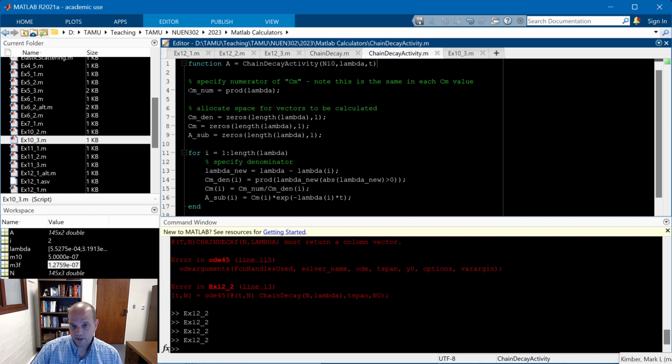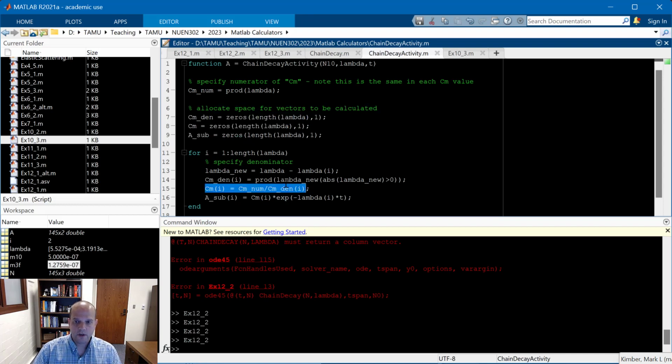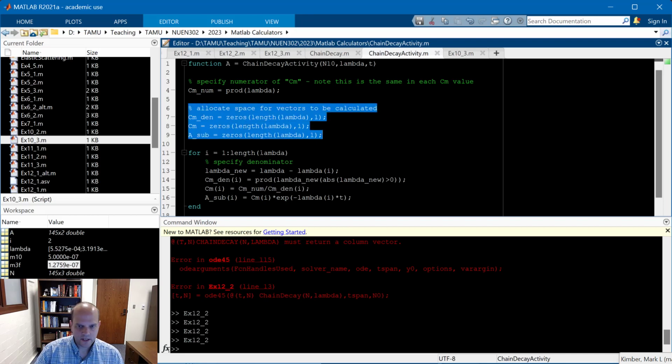And so my first task is to get that numerator. As I mentioned before, that numerator is going to be the same for each and every coefficient C1 through however many Cs you have. And it's just going to be the product of the vector of lambdas. So if I have 2, it's going to be the product of those 2. And then we allocate space for the denominator, and you see that it's a simple ratio of those 2. We take the numerator divided by the denominator, that gives us our C. And so this is just allocating space here.